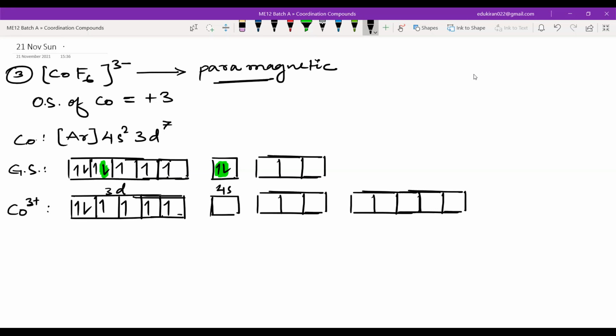Now, if it is a paramagnetic substance, then obviously pairing will not take place, because if pairing happens, it will become diamagnetic. That is why pairing will not happen. And we have how many fluorines? We have 6 fluorines. So 6 fluorines will use the 4s, the 4p, and 2 of the 4d, and these orbitals will be used in hybridization. Why? Because we could not use the singly occupied orbitals. We need empty orbitals.